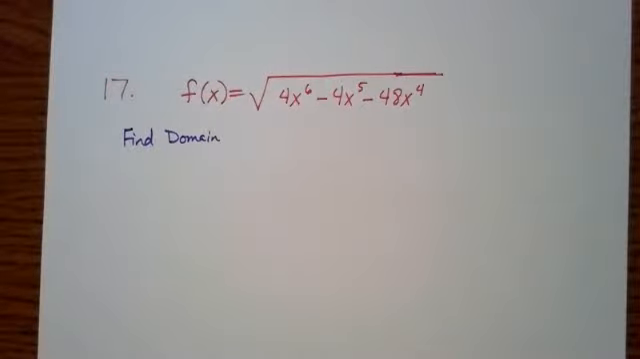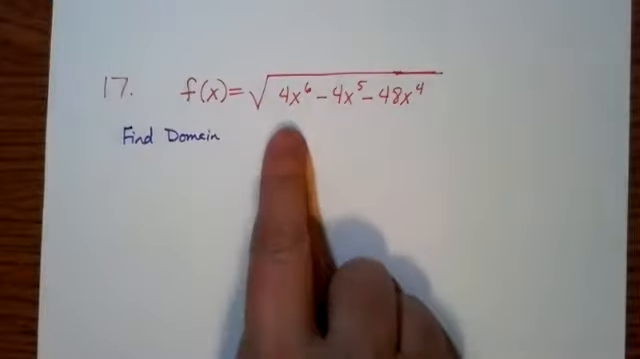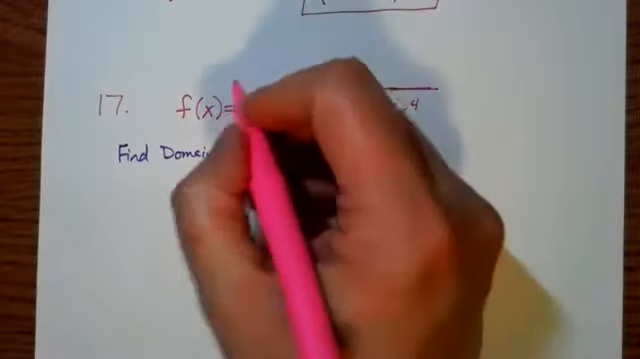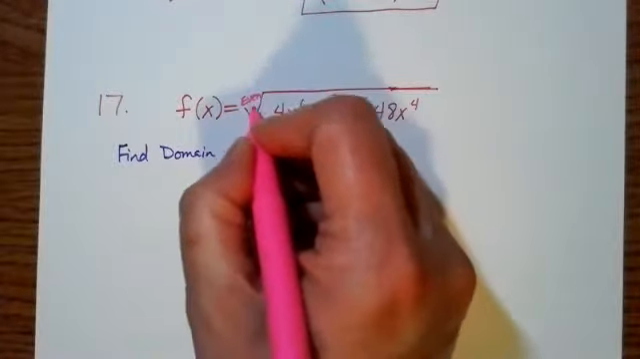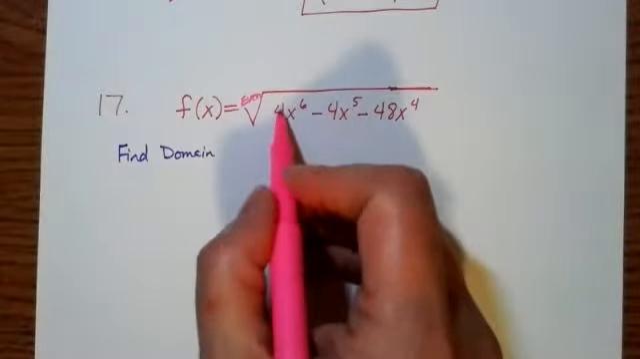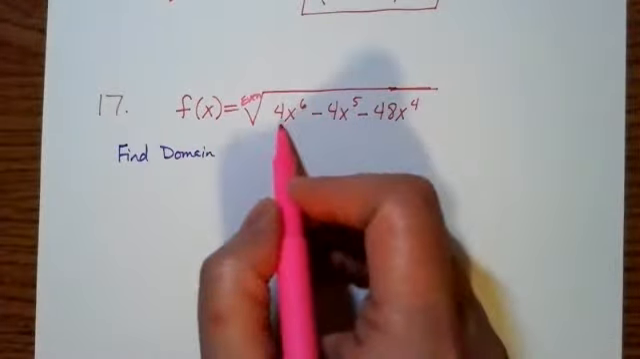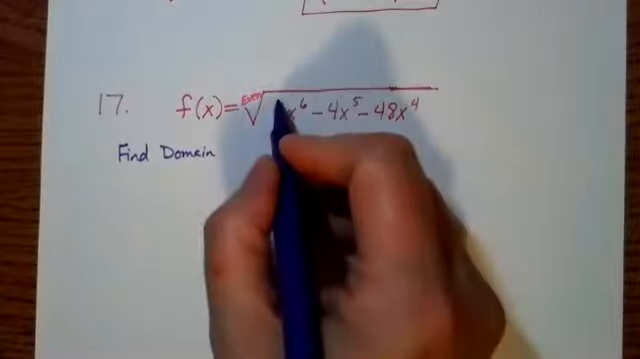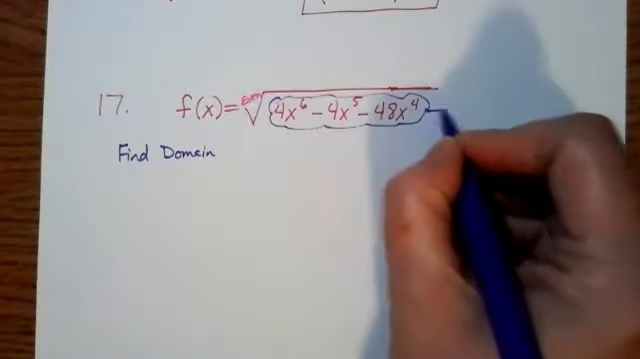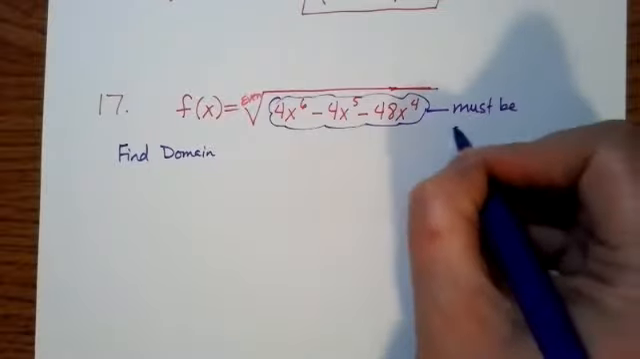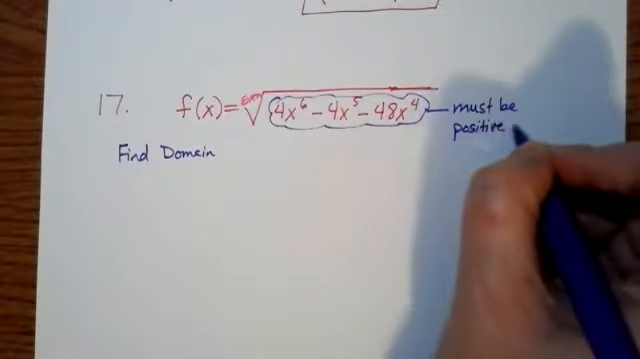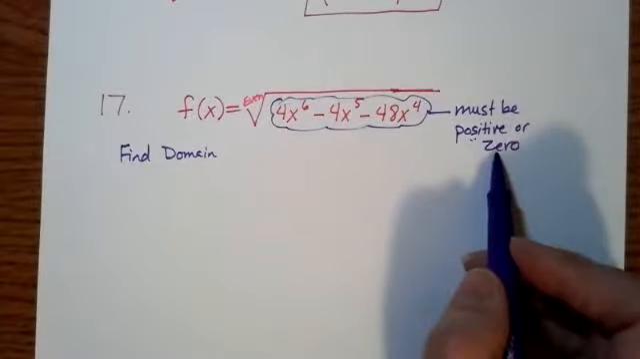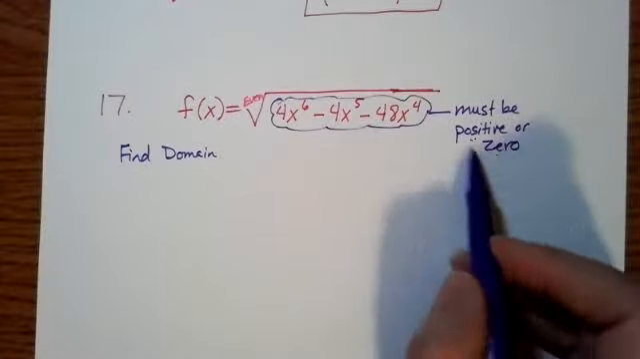Now, I will remind you that we have done these find domain questions before. Do you recall that if you have an even root, and this is a square root, so that is even, then the restriction is that we can't take even roots of negative numbers? In other words, this entire radicand part right here must be positive or 0. You can square root positives, you can square root zeros. You can't square root negatives, so we need this restriction.